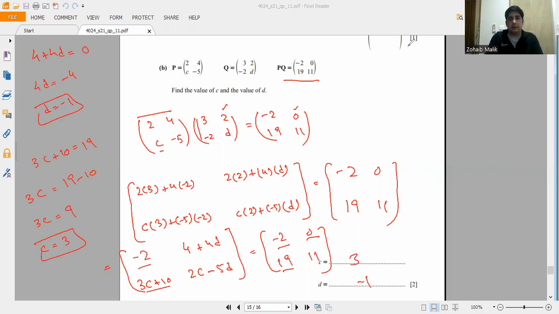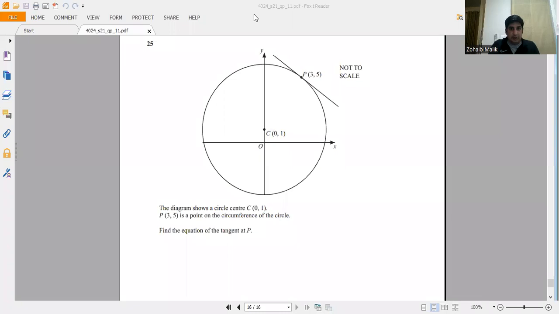These are the answers. Okay, here we go with the last question, and that is about coordinate geometry. Question number 25: the diagram shows a circle with center C, which is (0, 1). P is (3, 5), a point on the circumference of the circle. Find the equation of the tangent at P. So we have to find the equation of the tangent at P.